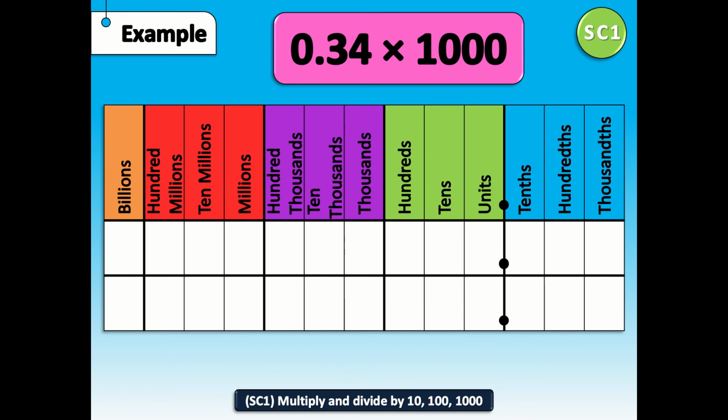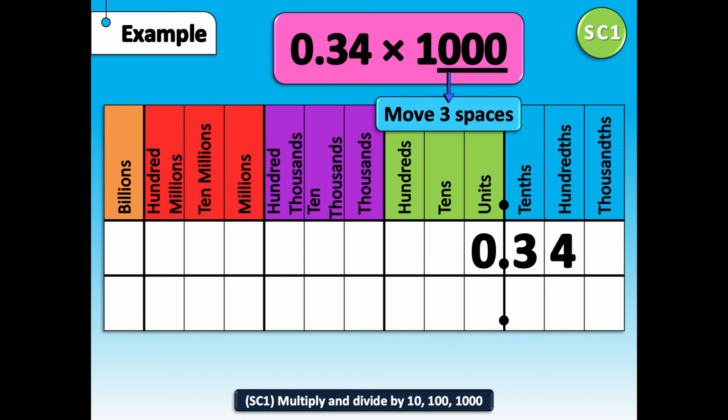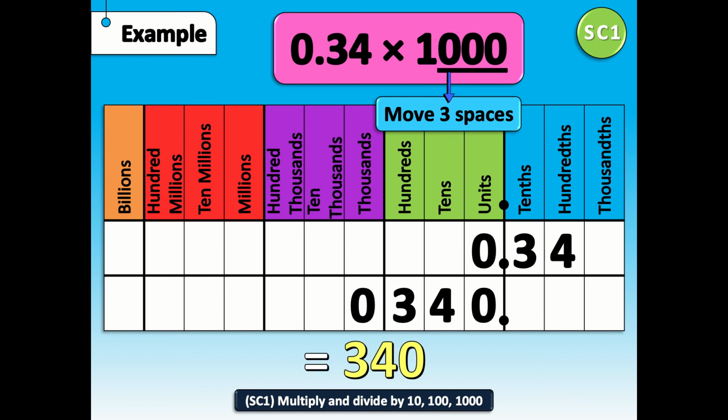If we're timesing by 1,000, 1,000 has 3 zeros. So we're going to move everything 3 spaces forward. So each digit moves 3 spaces forwards. And any gaps, we can see we've got a gap in the units, so we fill that with a 0. So our answer is 340.